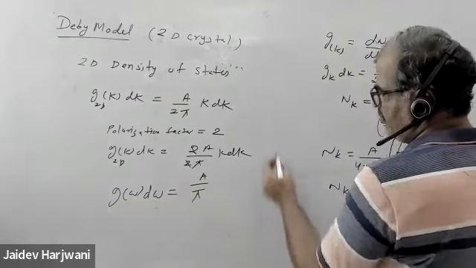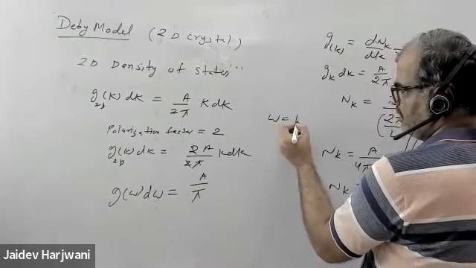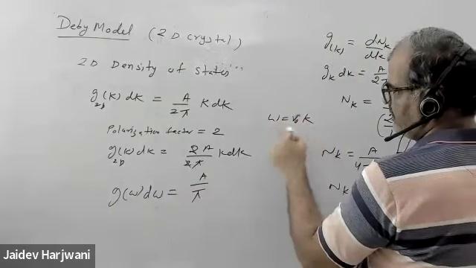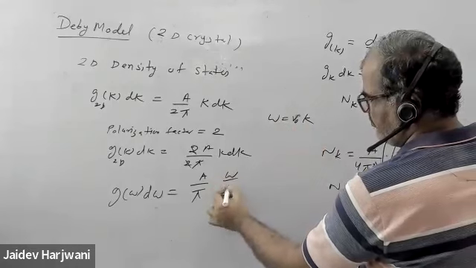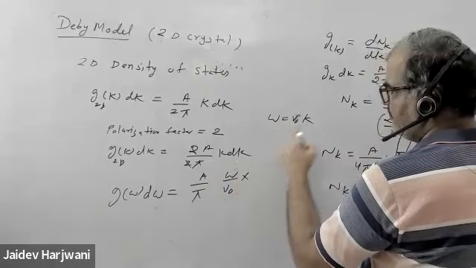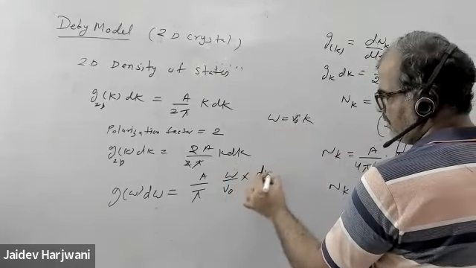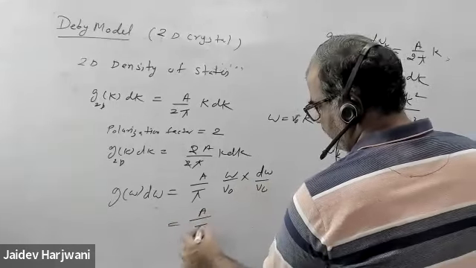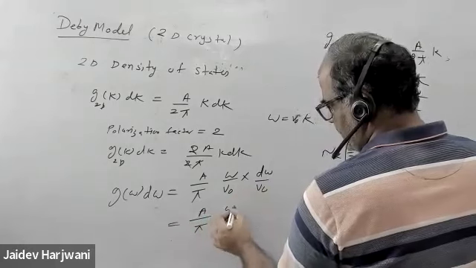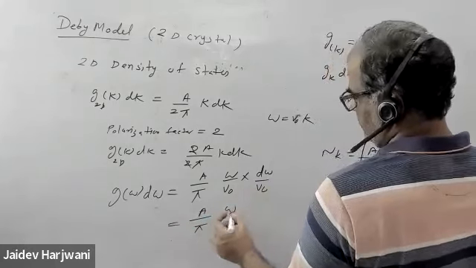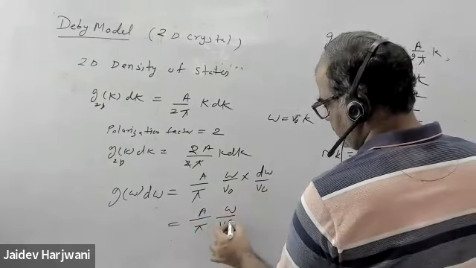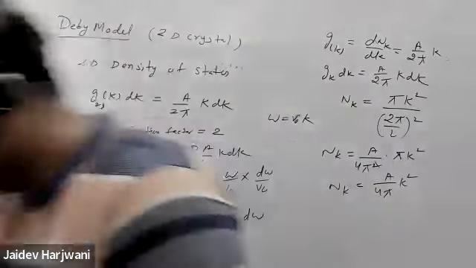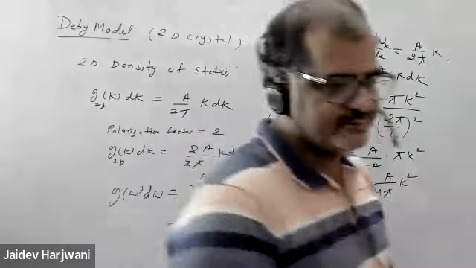Okay. Now omega is equal to v naught k. So k will be omega upon v naught. Similarly, dk will be d omega upon v naught. So you'll get A upon pi, omega, v naught square, d omega. Simple.